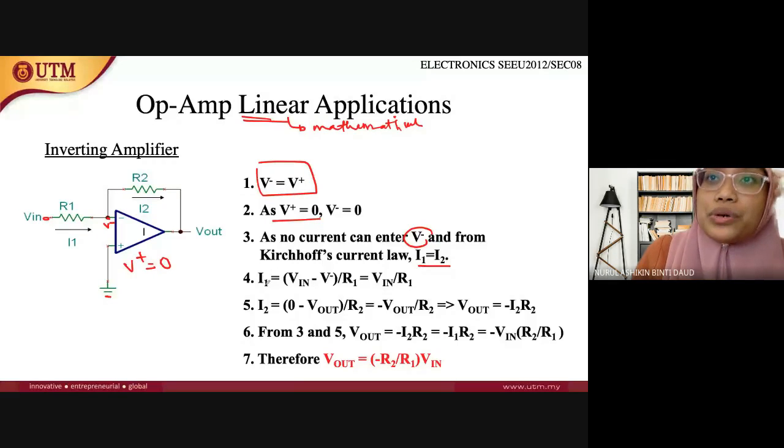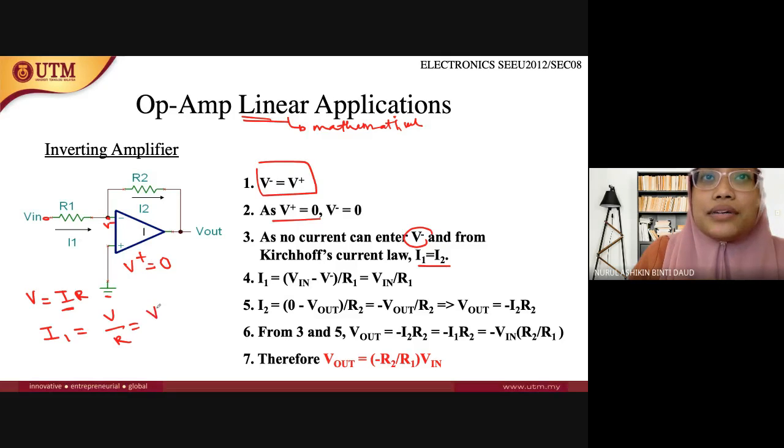So how do we solve I1? From Ohm's law, V equals IR, so I1 is V over R. V is the potential difference between these two points, which is V in minus V minus, over R1. Since V minus equals 0, it will be V in directly over R1, because this value is 0.